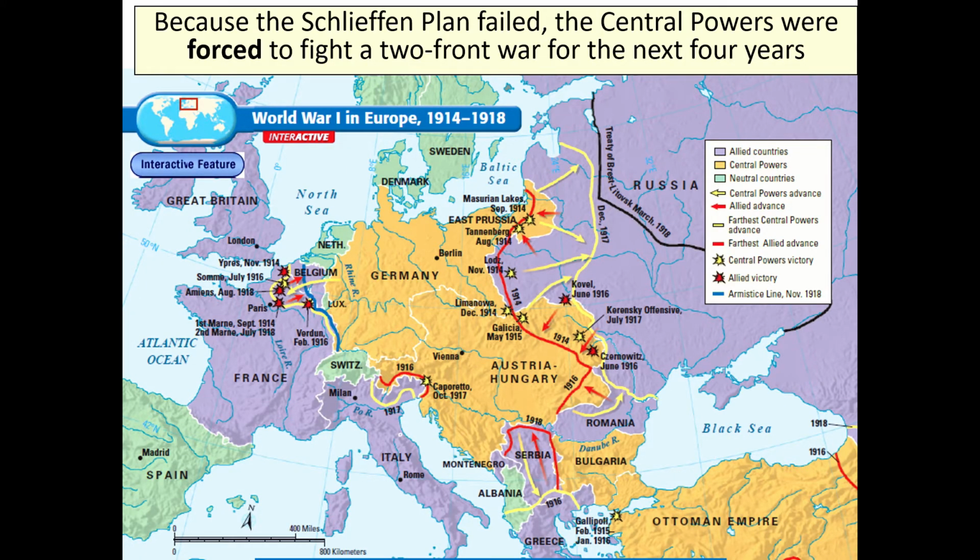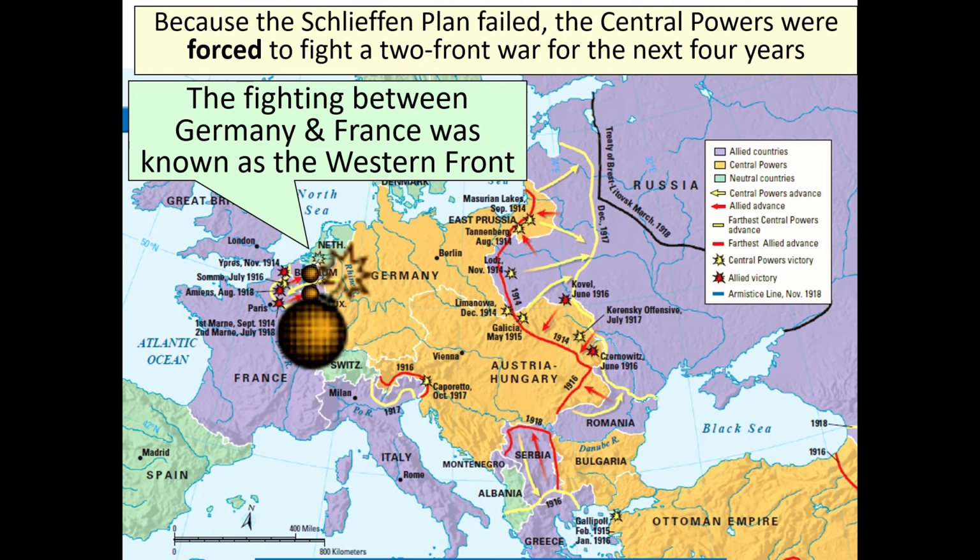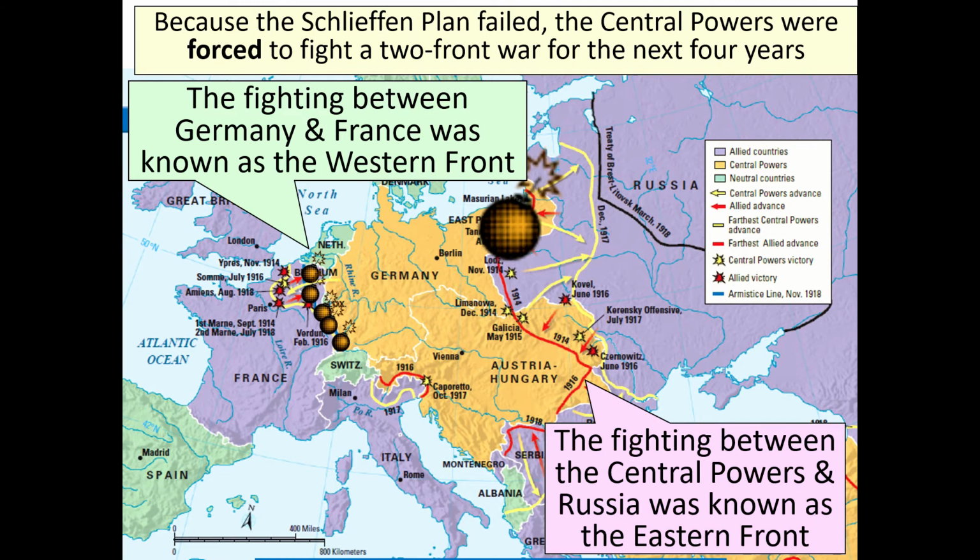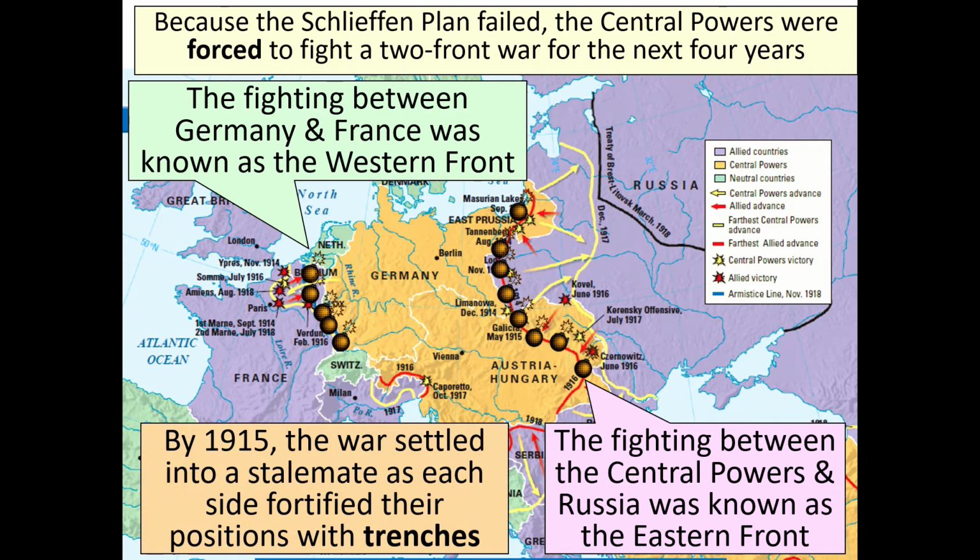Because the Schlieffen Plan failed and fell short and was stopped, the Central Powers were forced to fight a two-front war for the next 4 years. The fighting between Germany and France was known as the Western Front. And then the fighting between the Central Powers, Germany and Austria-Hungary, against Russia was known as the Eastern Front. By 1915, the war settled into a stalemate as each side fortified their positions with trenches.